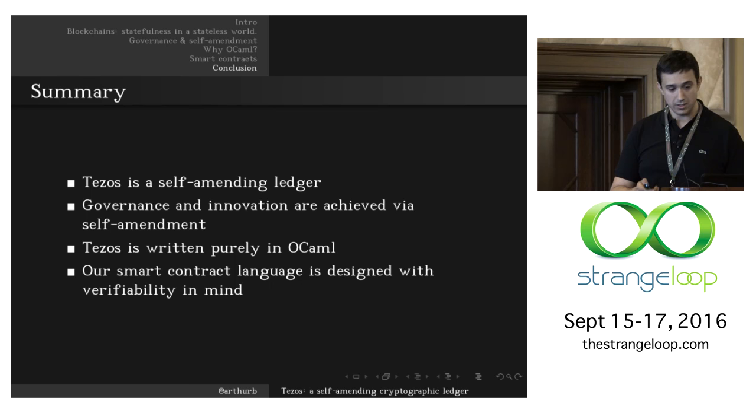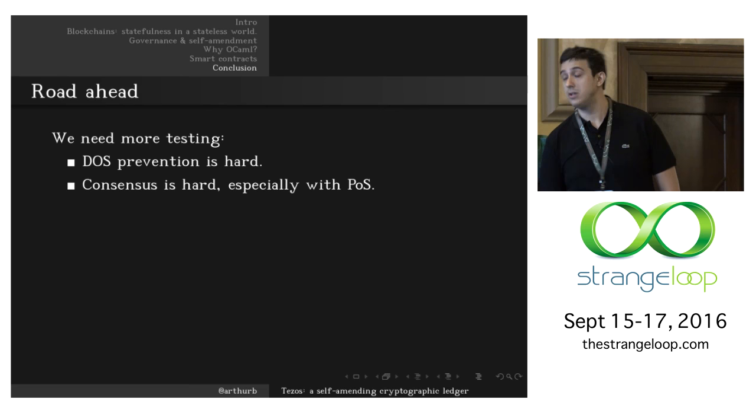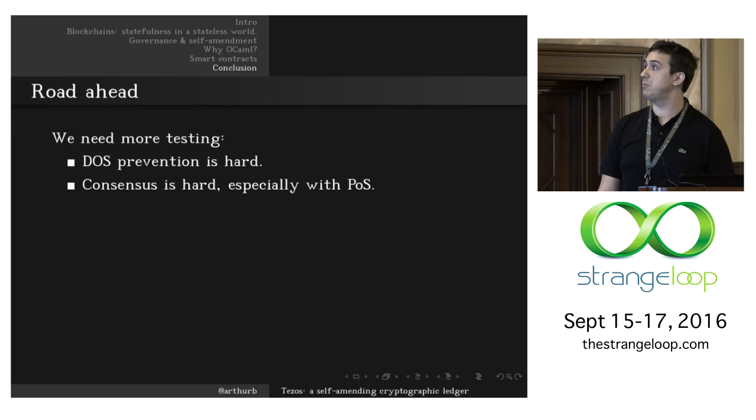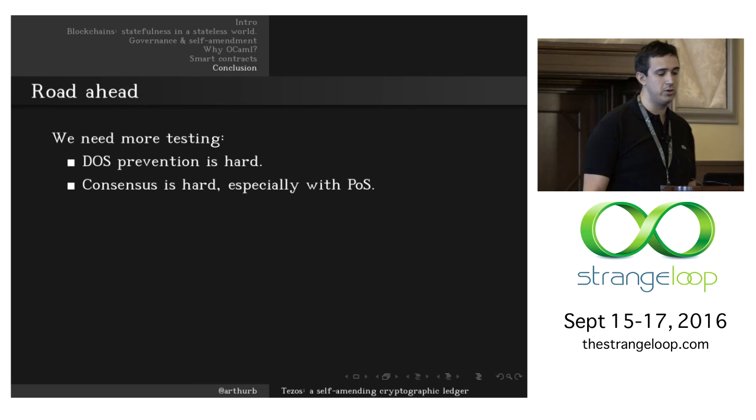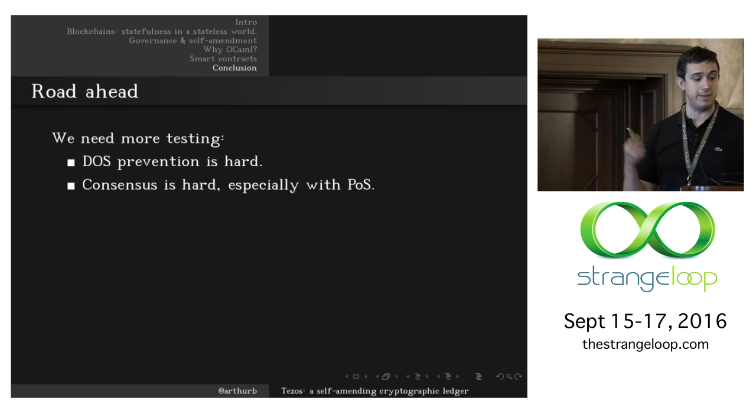Well, we need to work on these two things really hard before we launch. DOS prevention is tricky, especially when we have the type of proof-of-stake model that Tezos has developed. And consensus is hard. If you break either of the two, your network crashes. Most other problems, if you have bad design, if you're slow, all of these things you can fix because we have an amendment process. But the things that we cannot fix easily with amendments are these two things. So that's what we're working on hardest.